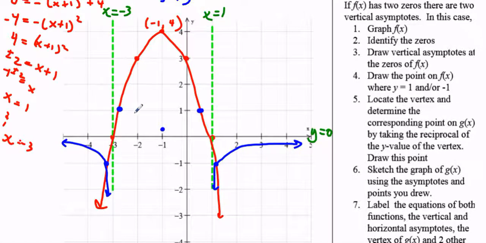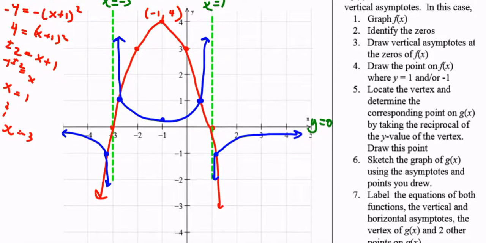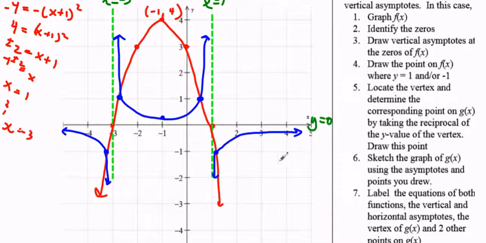I'm also going to draw what looks like a parabola with this vertex and the points that I identified that are at y equals 1. Okay, now it says label the equations of both. I've done that. I've labeled the equations of, oh no I haven't, sorry, of both functions, so let's go ahead and do that. The blue one is g of x equals, what was my original function?